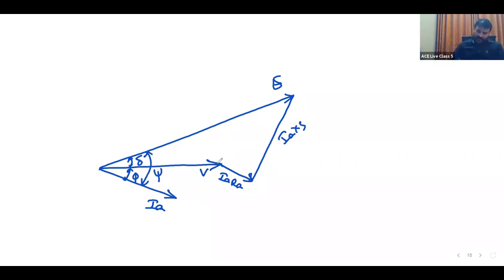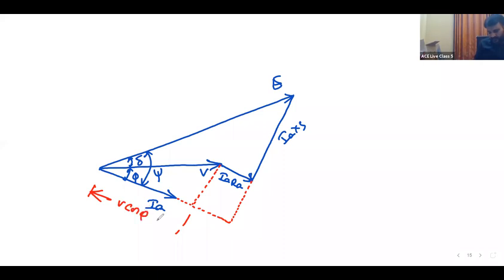Now again, if you want, you can divide into two perpendicular components. One component and this is another component. So what is this? This is V cos phi. This is IARA. V sin phi. And this is IAXES.